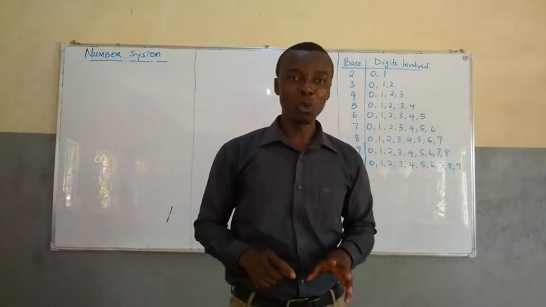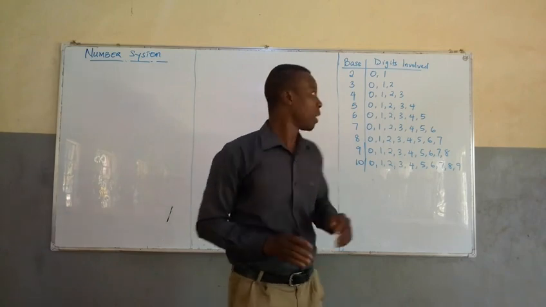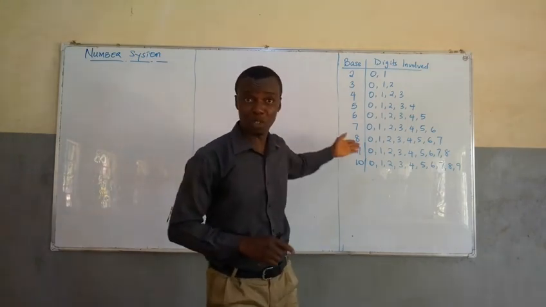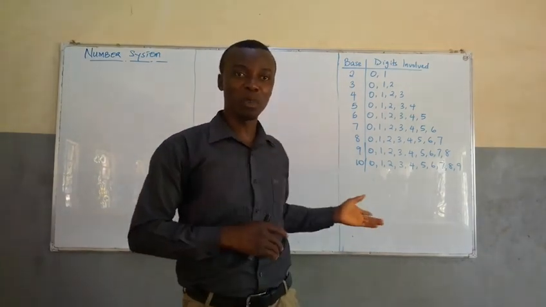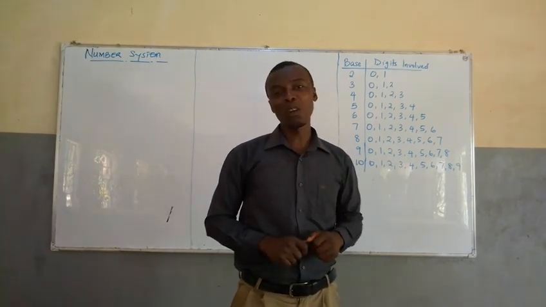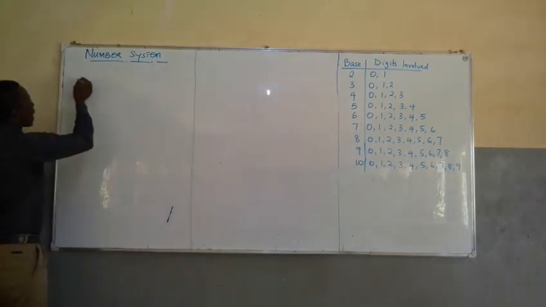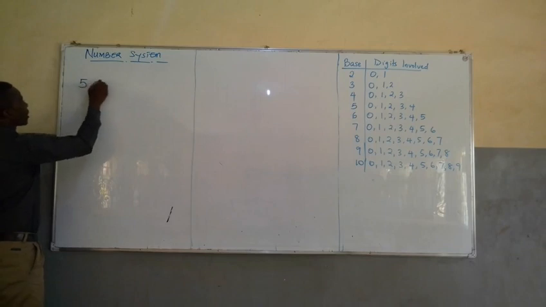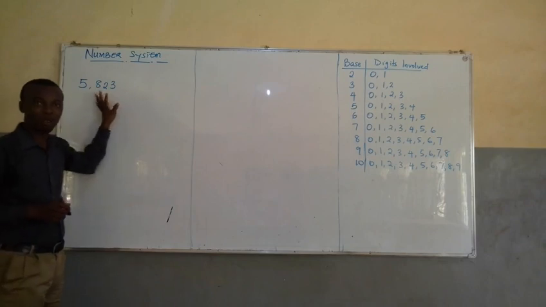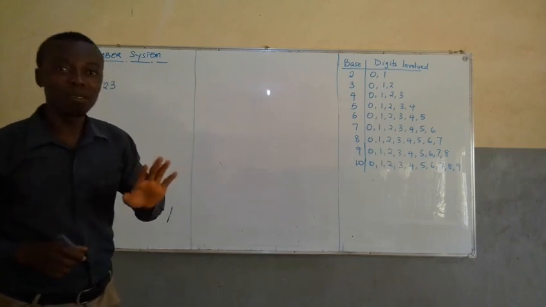Now I would like you to know that these numbers are written in bases. When we mean bases, they could be in base 2, base 3, base 4, 5, and downwards, even though yes, we have more, but for now these are the few bases that we are going to be looking at today. So I would like you to come along with me while we deal with numbers. Take for example, I have a number like this, 5,823. Now from the look of things, this number is written in base 10.